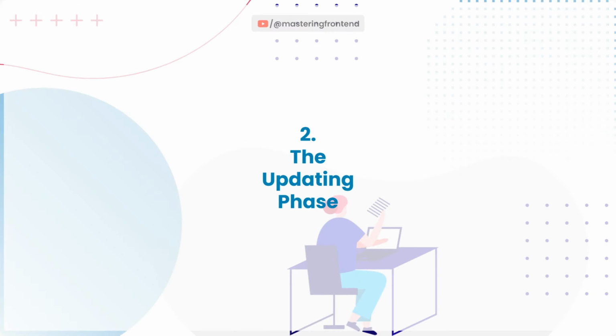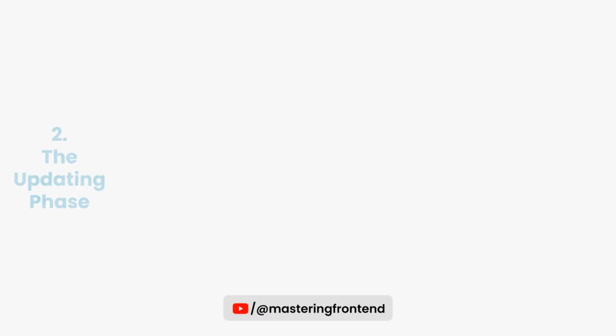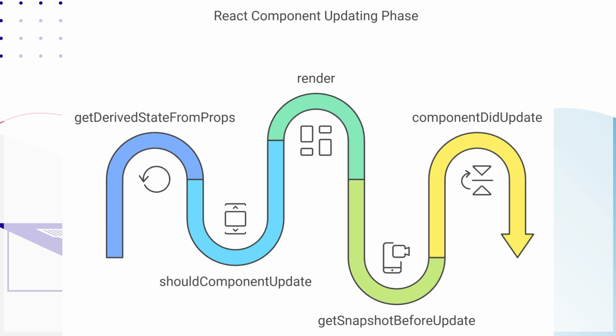Let's study updating phase in detail. The updating phase occurs whenever a component's state or props change. It's a recurring phase as components react to changes, updating and re-rendering as needed. Key lifecycle methods here include: first, static getDerivedStateFromProps is called. Then shouldComponentUpdate is called. After that, render is executed. Then getSnapshotBeforeUpdate is executed. Finally, componentDidUpdate is executed.